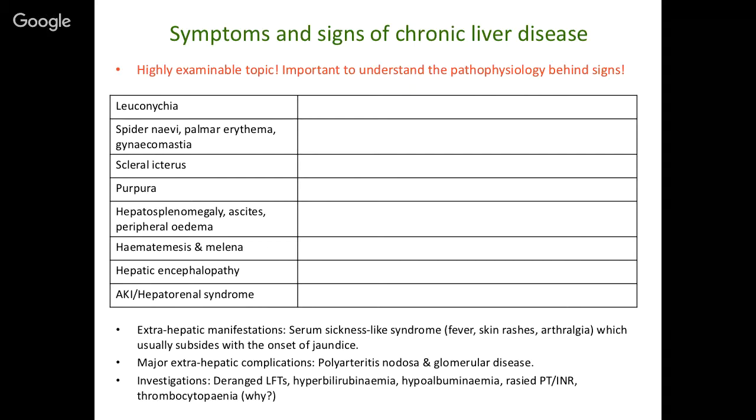In terms of investigations, so deranged LFTs, hyperbilirubinemia, hypoalbuminemia, and a raised PT and INR. Does anyone know why you might see a thrombocytopenia? Splenomegaly. Okay, yep, so it has to do with splenomegaly. So with the enlargement of the spleen, you see something called sequestering of the majority of the total platelet mass. That means the spleen hangs on to the platelets, and you have fewer platelets floating around in the blood. So when they measure your blood, it doesn't look like there are many platelets. So thrombocytopenia. Make sure you've got a really good handle on that.